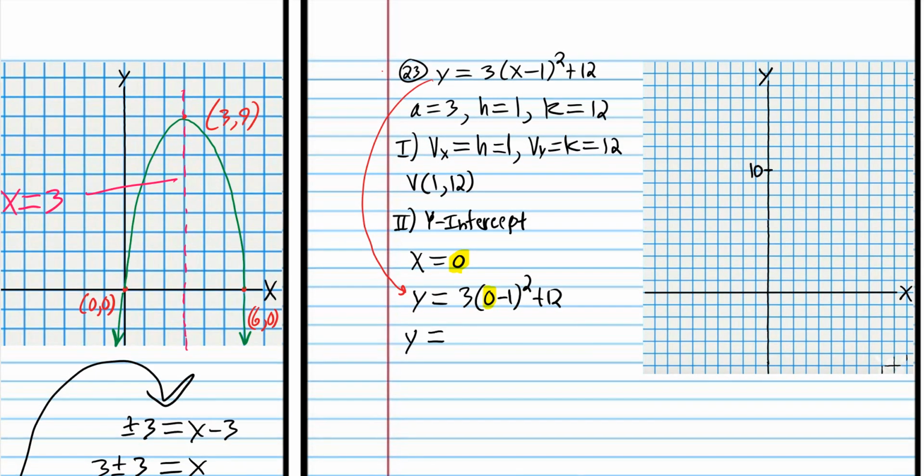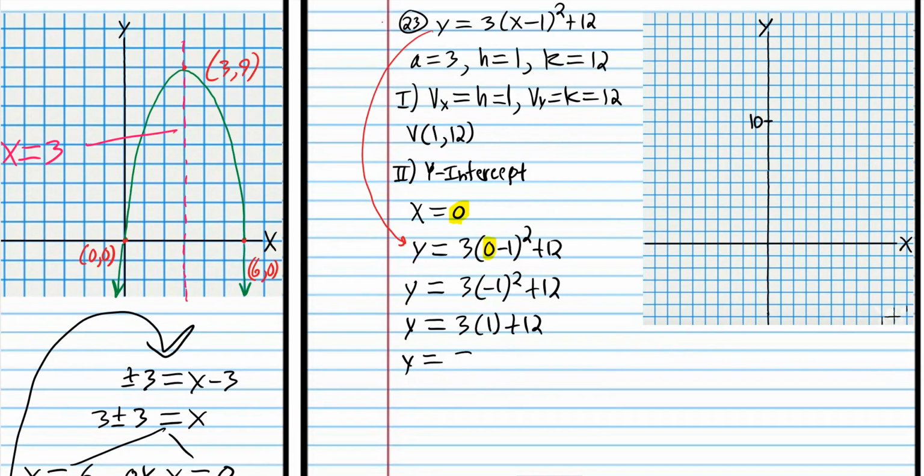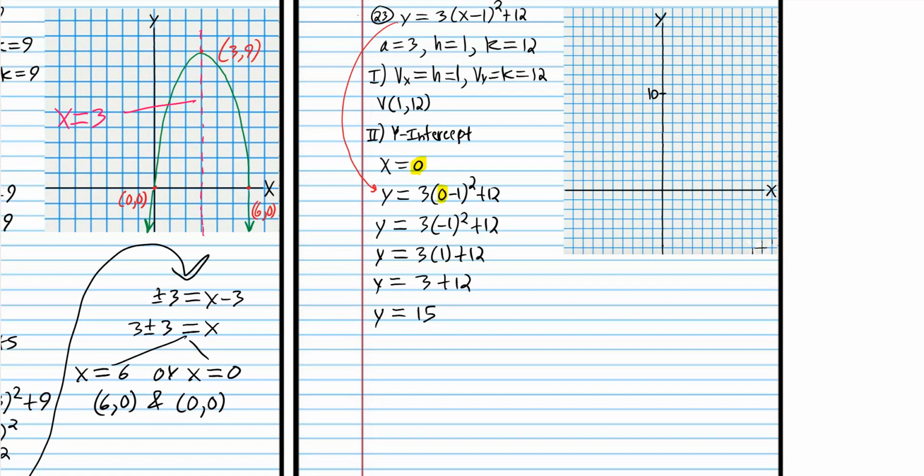And we get 3 times negative 1 squared plus 12. Negative 1 squared is 1. And then we have 3 plus 12, which is 15. So the y-intercept is (0, 15).